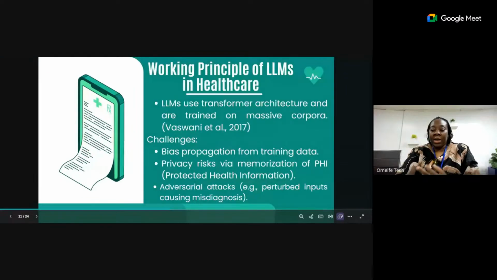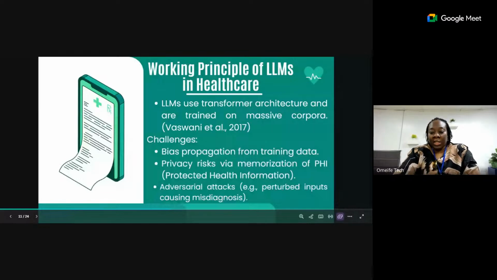They will have bias mitigation as a challenge. Subgroup analysis and debiasing algorithms are used to curb those kinds of challenges. Then for the privacy risks via memorization of PHI, we inject what is called noise. Then we have federated learning, or decentralized training, that also helps with privacy, especially when it comes to patient data.